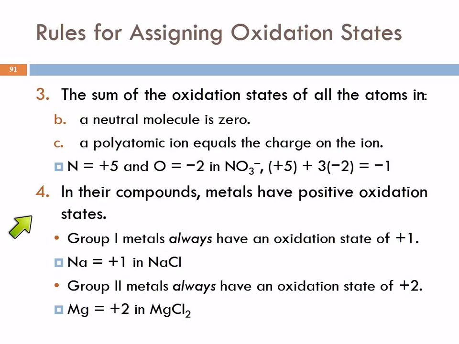In compounds, metals always have positive oxidation states, just like they have positive ionic charges. The group 1 metals are +1. The group 2 metals are always +2.